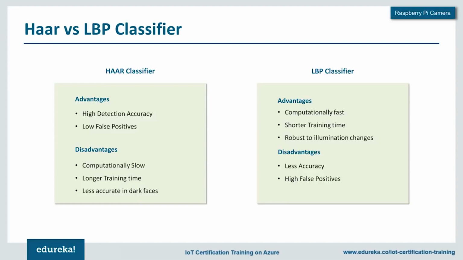But at the same time, when you look at the LBP classifier, its computation and training time is quite fast and shorter compared to the HAR classifier. It is quite robust to illumination changes, that is, when there's a change in lighting, it's still capable of handling this. But at the same time, it's not on the same level of accuracy, and has a higher chance of false positives as well.